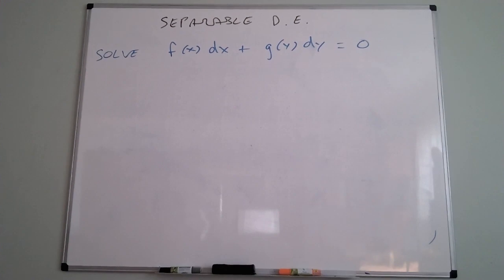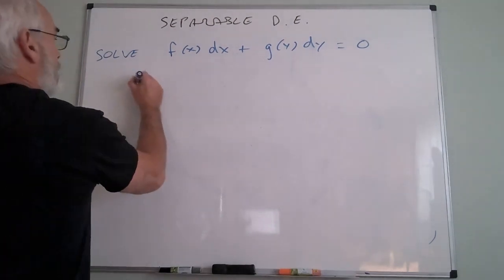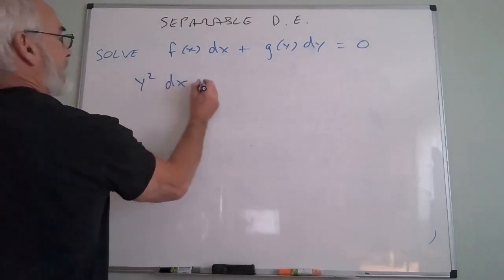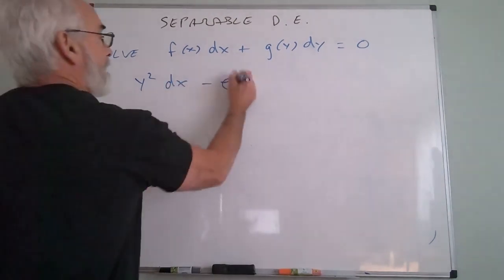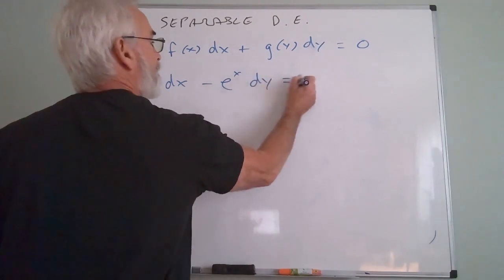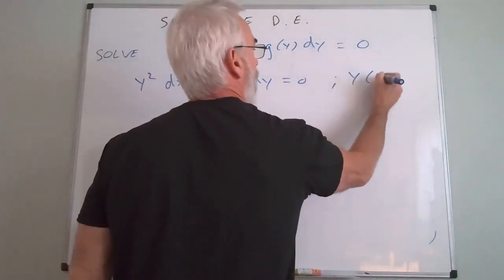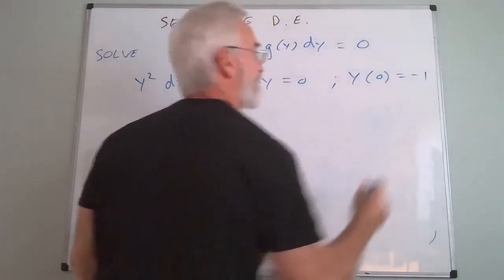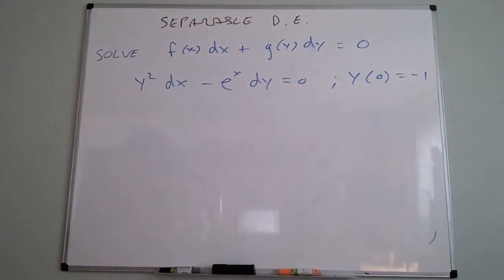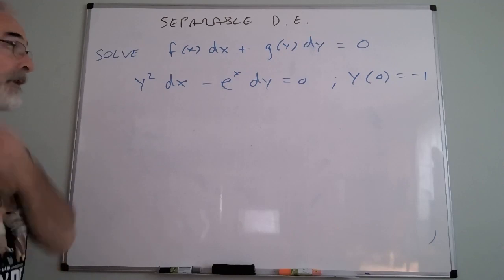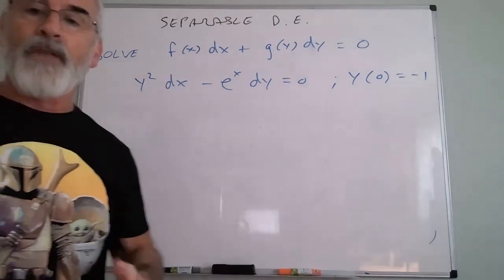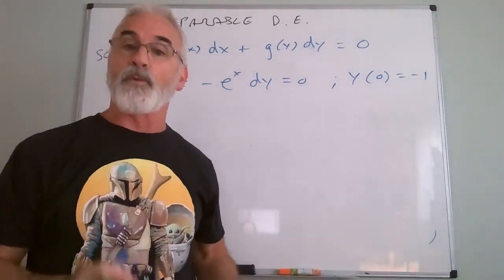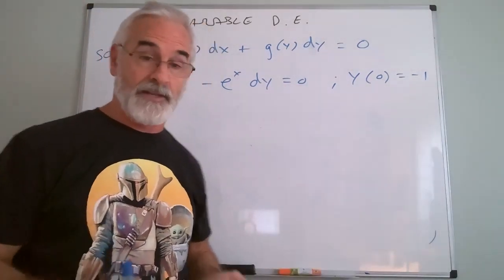So let's do a really simple one. Let's do y squared dx minus e to the x dy equals 0. And then I'm going to tell you that y of 0 equals -1. Now, that last thing is what's called an initial condition. We did one of these the other day with population growth. The initial condition means my final answer will not have an arbitrary constant. We will be able to figure out the value of the c.